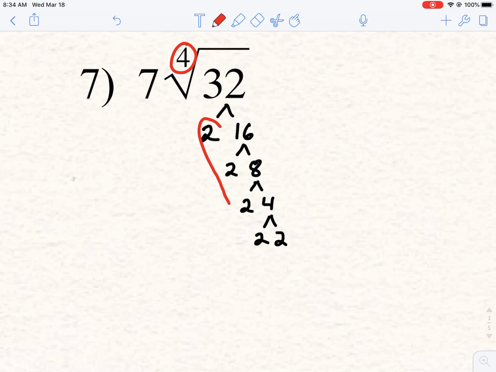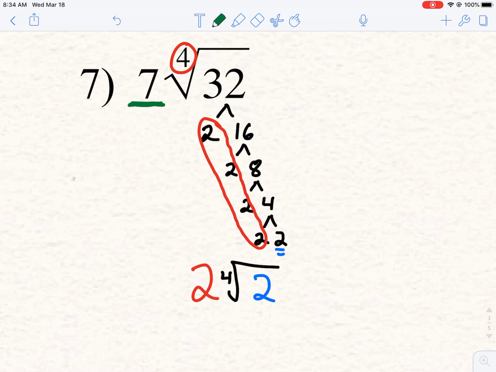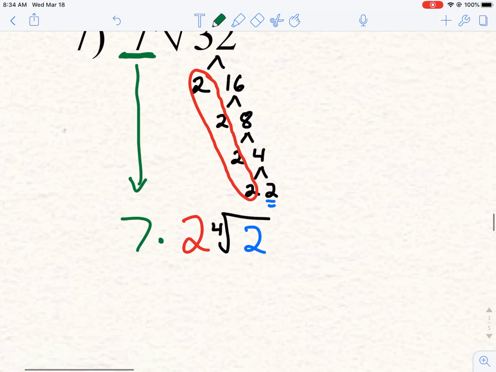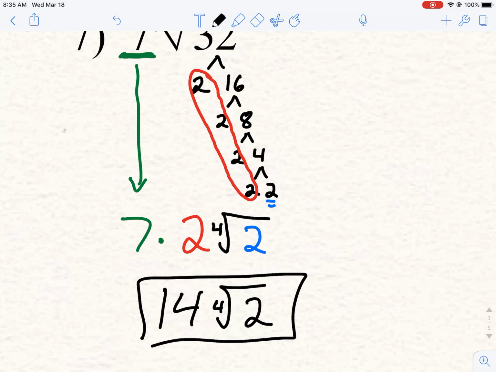So index of 4, 1, 2, 3, 4 here. That's the 2 that comes out. And then left over inside of my fourth root, I still have this 2. But from the beginning, there was a 7 that was out here. So that's going to multiply with whatever came out. So it'll be 7 times 2 with fourth root of 2. So a final answer of 14 fourth root 2.